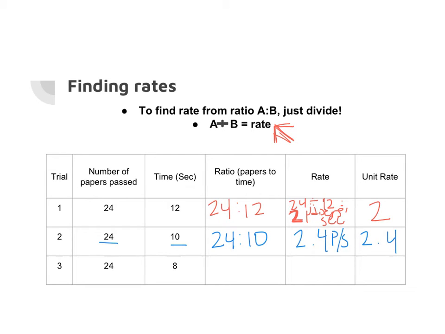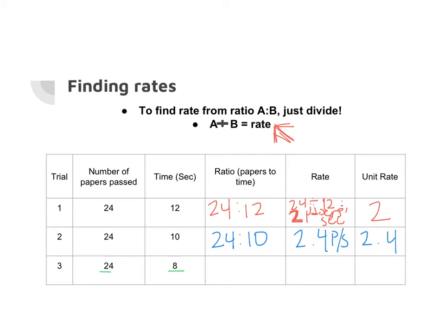Okay, last one, we're going to look at trial number 3. And on trial number 3, I passed out 24 papers in 8 seconds. So go ahead and take a second and think about what the ratio should be.